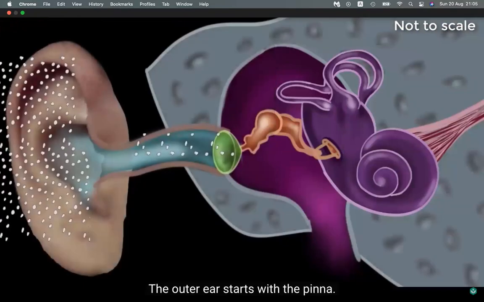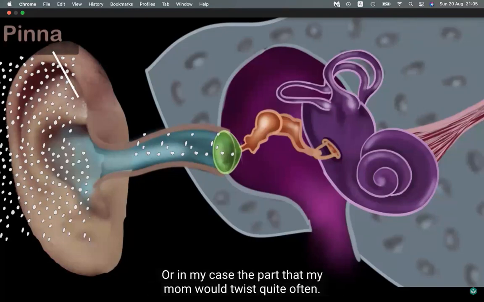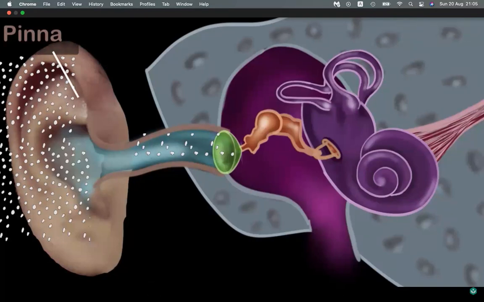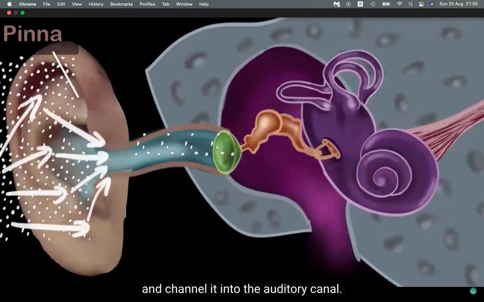The outer ear starts with the pinna. It's the part that you can see and touch, or in my case, the part that my mom would twist quite often. Its job is to collect as much sound waves as possible and channel it into the auditory canal.